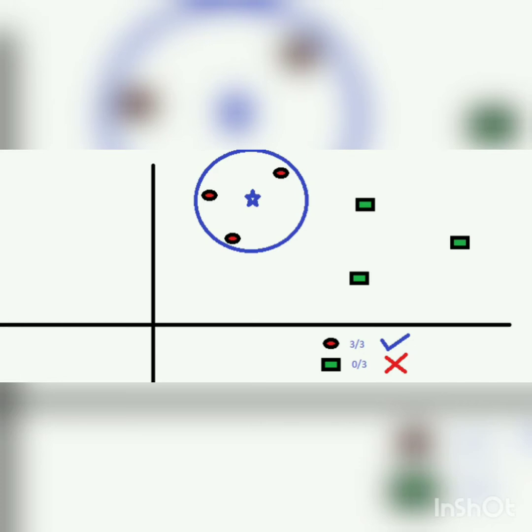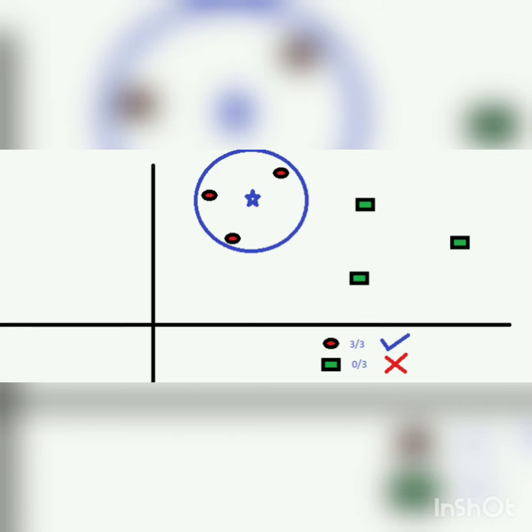K nearest neighbors is a simple algorithm that stores all available cases and classifies new cases by a majority vote of its K neighbors. The case being assigned to the class is most common among its K nearest neighbors, measured by a distance function. This distance function can be Euclidean, Manhattan, Minkowski, or Hamming distance. The first three functions are used for continuous variables and the fourth one, Hamming, for categorical variables.